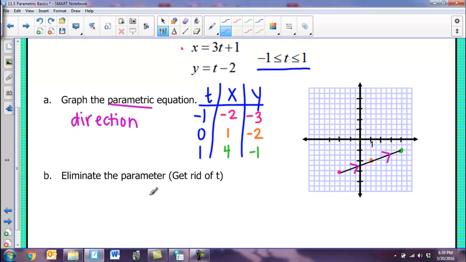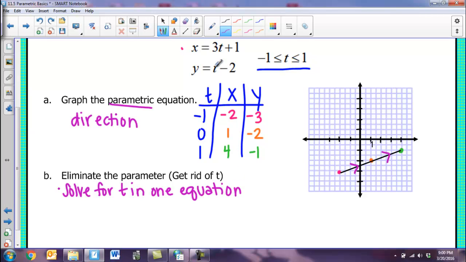Okay, and just like in polar, if we wanted to take this set of equations and make it into rectangular form, we can do that by converting, and instead of calling it converting into rectangular form, they're going to say eliminate the parameter. So basically, the goal here is you're going to solve for t in one equation. And it doesn't matter which one you pick, whichever one looks easier.